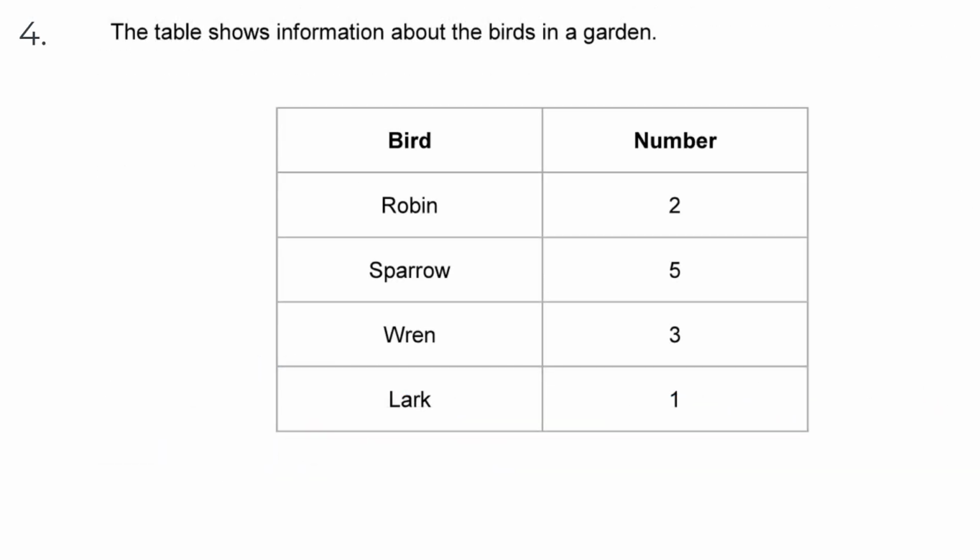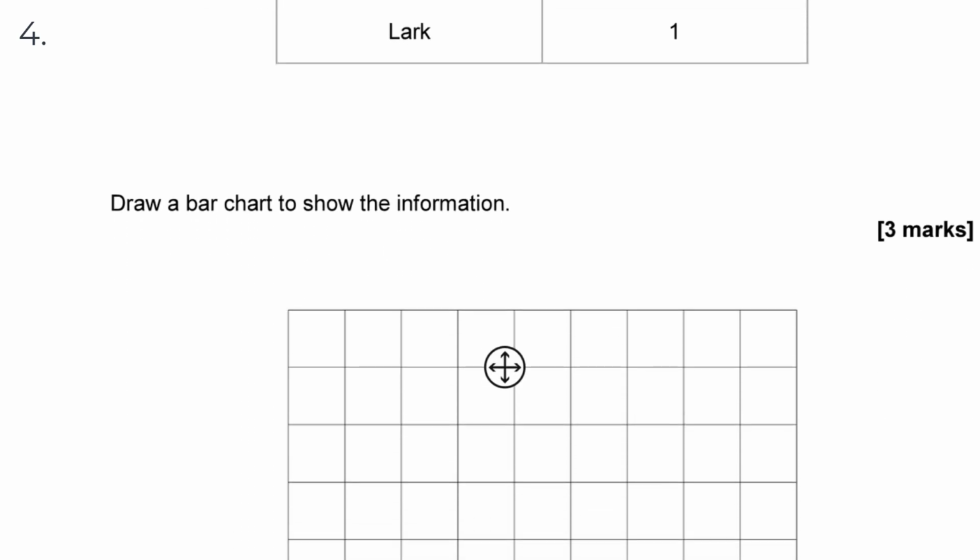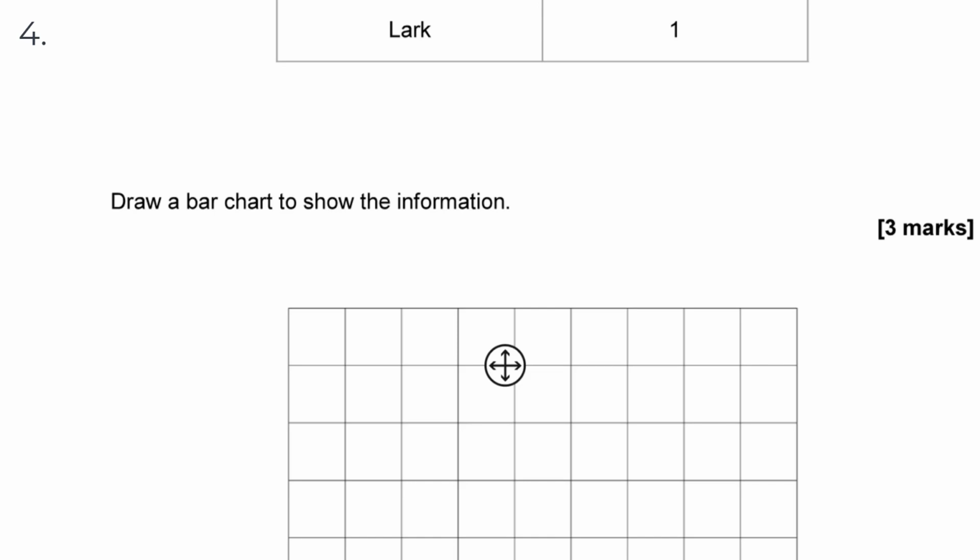The table shows information about the birds in a garden. So we've got different birds: robins, sparrows, wrens and larks, and there's the number of times they appear in the garden. So we've had 2 robins, 5 sparrows, 3 wrens and a lark appearing. And we need to draw a bar chart to show that information.